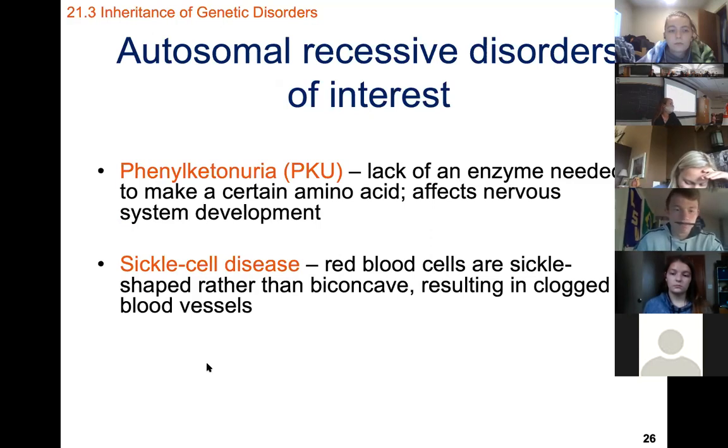Another example of an autosomal recessive disorder is sickle cell anemia or sickle cell disease. This is what we talked about last class period. This is when those red blood cells are sickle shaped rather than that biconcave sphere frisbee looking shape, and it results in clogged blood vessels.